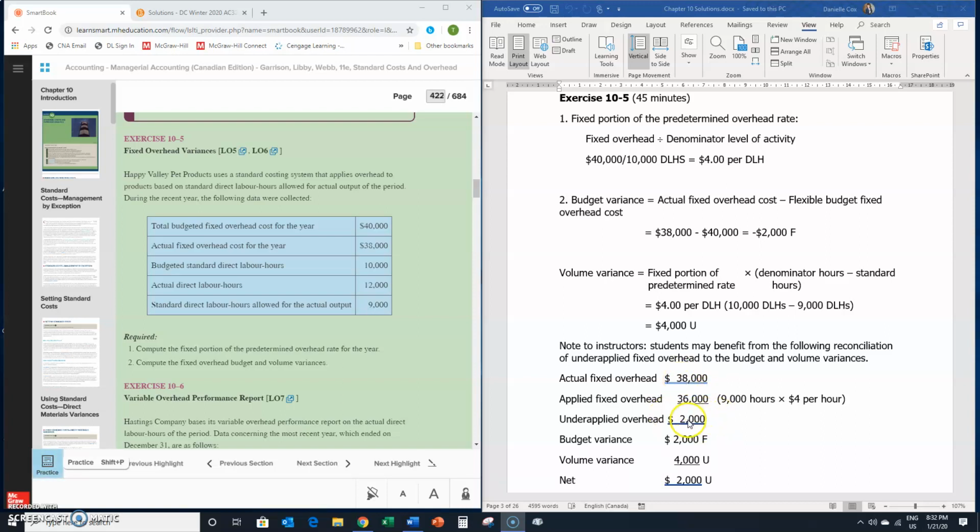So that's the underapplied overhead. And if you look at your budget variance of $2,000 favorable and your volume variance of $4,000 unfavorable, if you add them together, you will get $2,000 unfavorable. That's what they mention. Unfavorable is the same as saying underapplied. So that's how this reconciliation just helps with the understanding and seeing what's going on a little bit better.